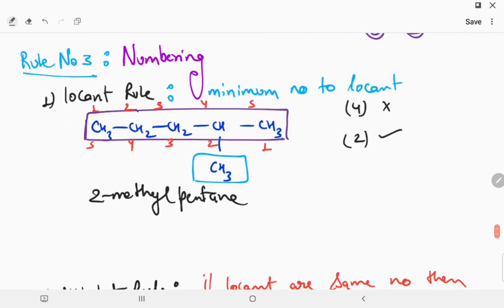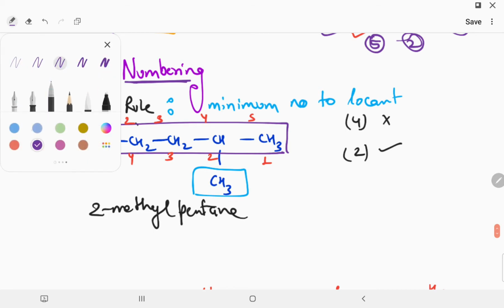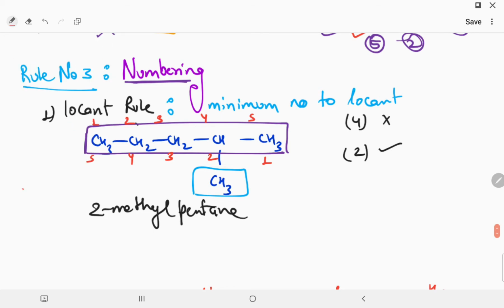Now understand rule number 3, the numbering rule, which has 3 rules. Rule number 1 is the locant rule. What is the locant rule, sir? In it, we provide the minimum number to the locant. We number the longest chain, or parent chain, from this side, and we also number from this side. So this is a prefix.